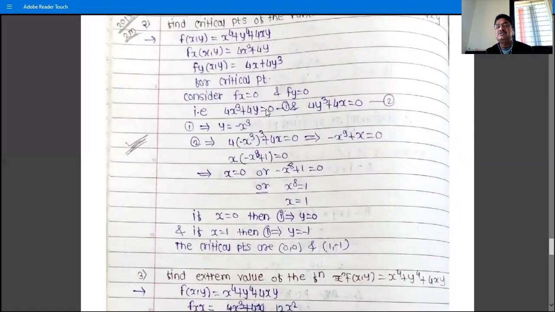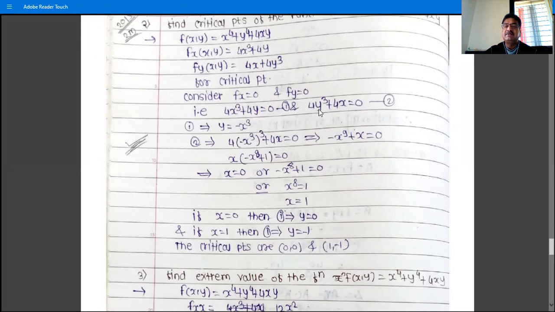So subtract these two equations, add these two equations, or multiply or divide these two equations, or find the value of x or y from the first equation and substitute in the second, or find the value of x or y from the second equation and substitute in the first. We can solve these two equations simultaneously or independently and find the values of x and y. So here, from equation number 1, y is equal to minus x cube.